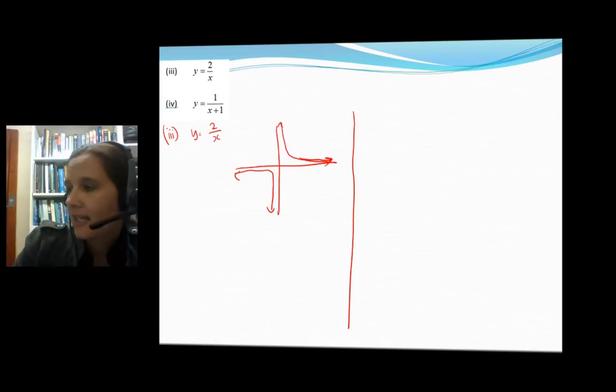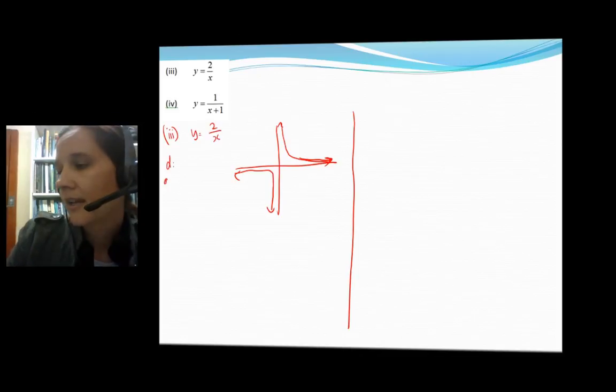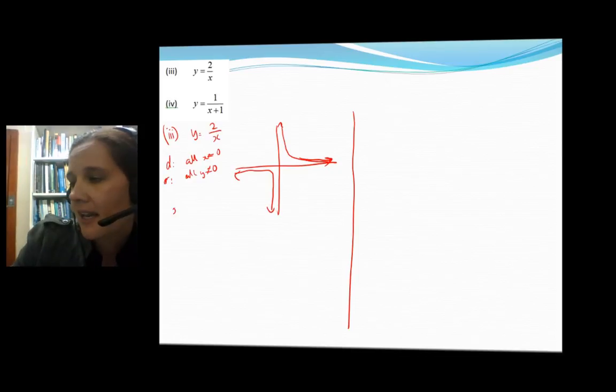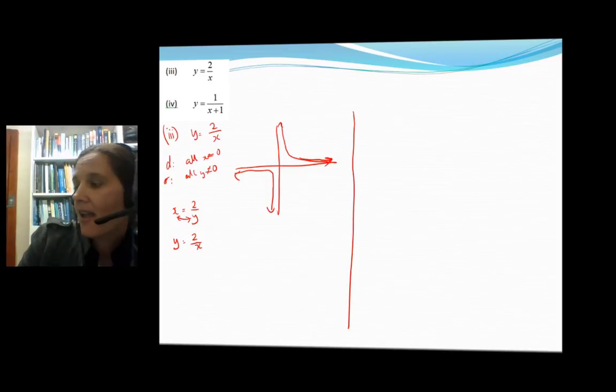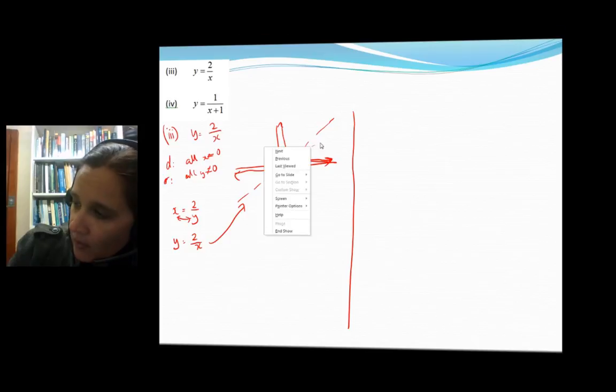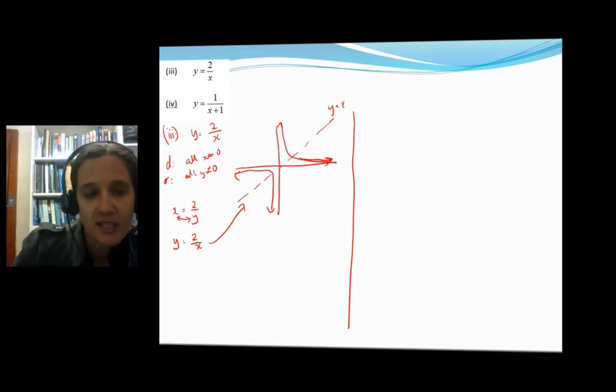So here our domain and range are all x not equal to 0 and all y not equal to 0. Our horizontal line test is all good. If we find our inverse here, we say x is equal to 2 on y. We remember we can just swap these around rather than having to go through the process. y is equal to 2 on x. It's exactly the same. This is because we're symmetrical on both sides of this y is equal to x line. It's mirrored and it looks the same as it already is.